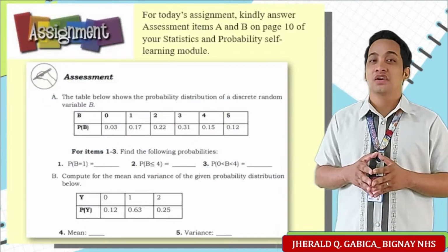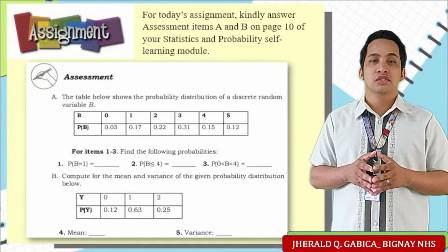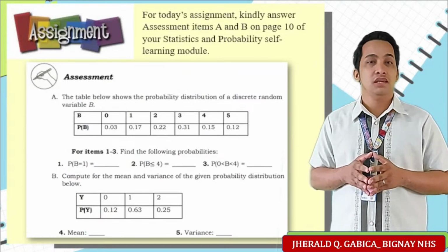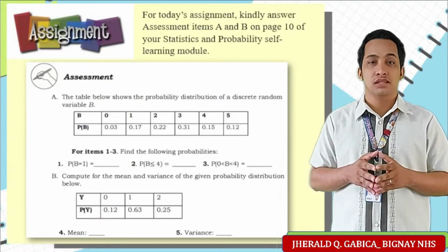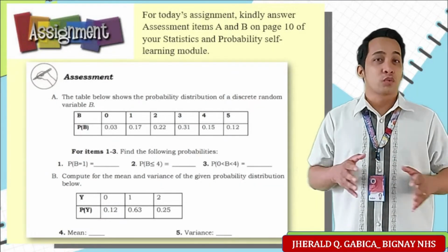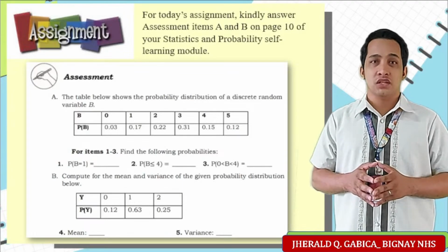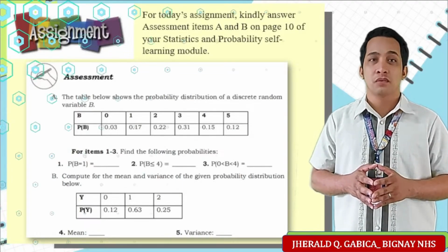Okay, that ends our session for today. For your assignment, kindly answer assessment items A and B on page 10 of your Statistics and Probability Self-Learning module. For questions and clarifications, please make sure to attend your follow-up discussion with your mathematics teacher tomorrow.